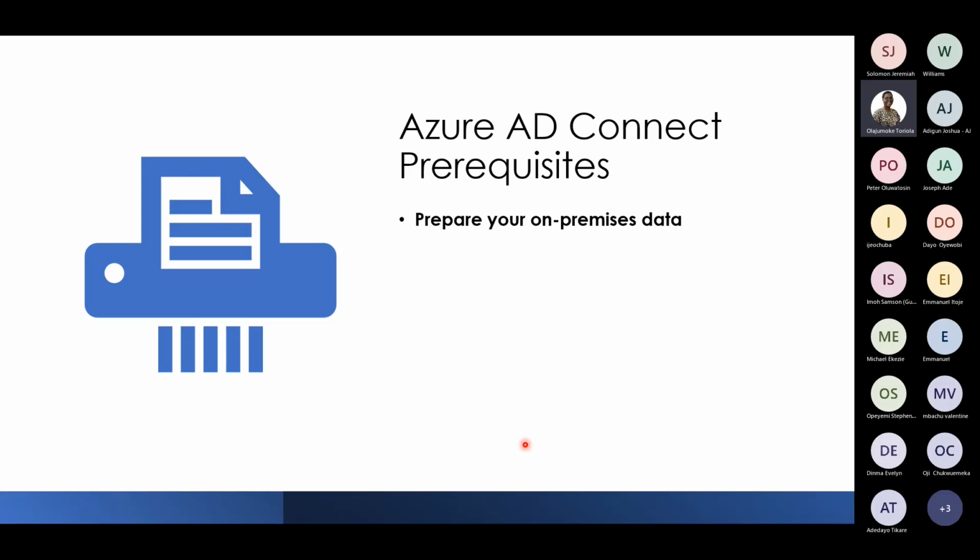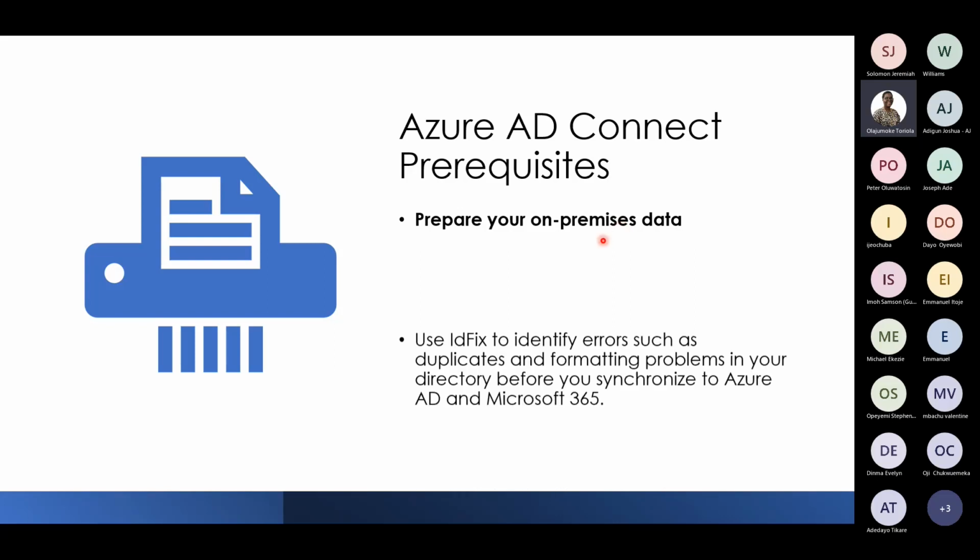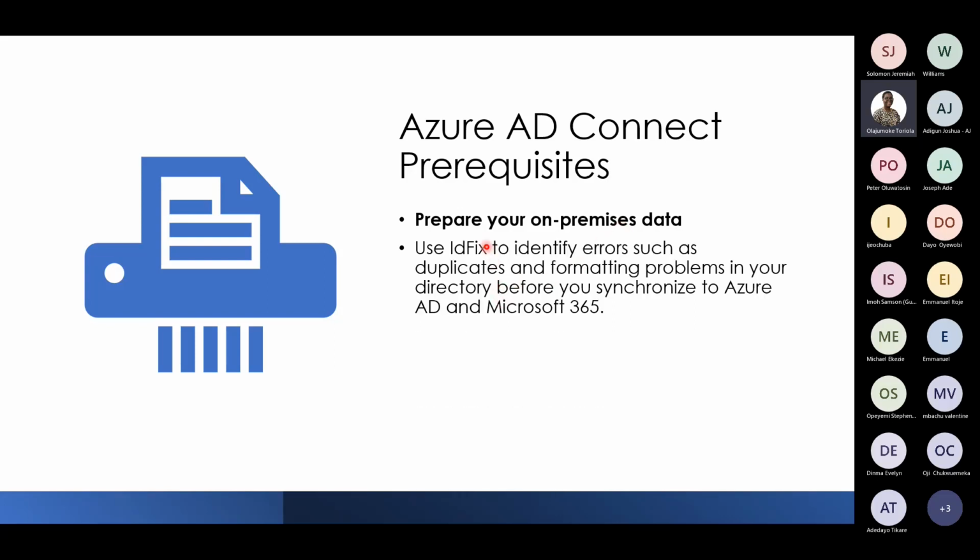Now, that is for Azure AD. But what are the prerequisites you need to prepare for your on-premise data? Those were the prerequisites for Azure AD. For your on-premise data, you can use what? Do you remember me saying IdFix? Now, this is actually the tool. I tried as much as possible two weeks ago to remember this name, and it completely left my head. But when I saw it again, I said, yes, this is what I was trying to look for. So you can use IdFix to identify errors such as duplicates or formatting problems in your directory before you synchronize to Azure AD.